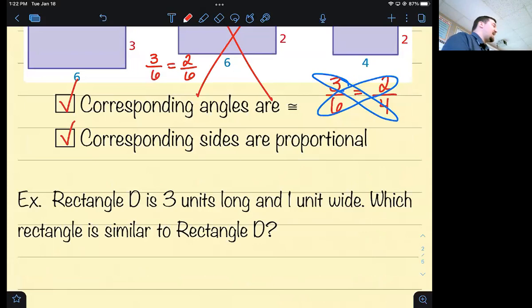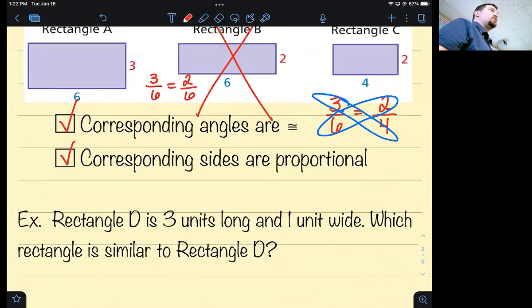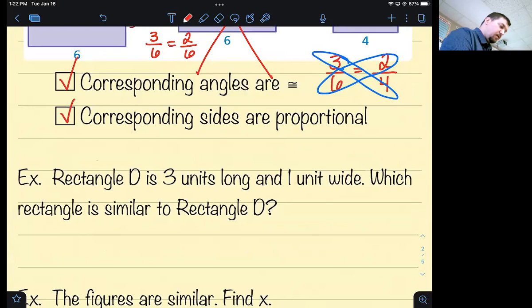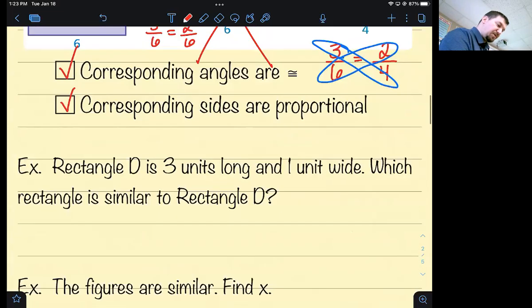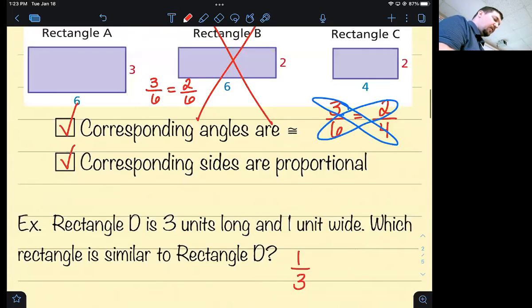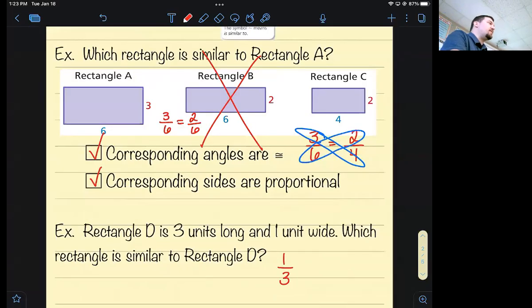Rectangle D is being added to the group now. No picture, just a description. It's 3 units long and 1 unit wide. So it has a ratio of, well, actually, I put width on top for every single rectangle up here. So I should probably put the width on top here, keep my ratios consistent. Which rectangle has a ratio of 1 to 3, Xander? B. Yeah, rectangle B, because it has a ratio of actually 2 to 6, which reduces to 1 to 3. And so my cross products are both 6 for that one.